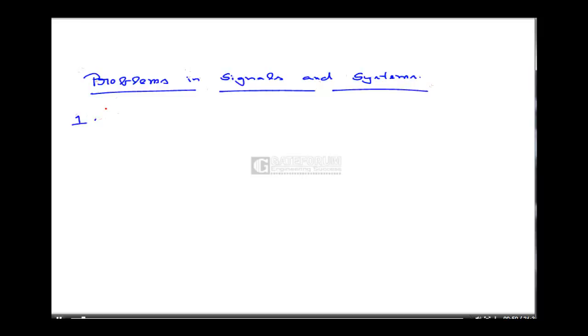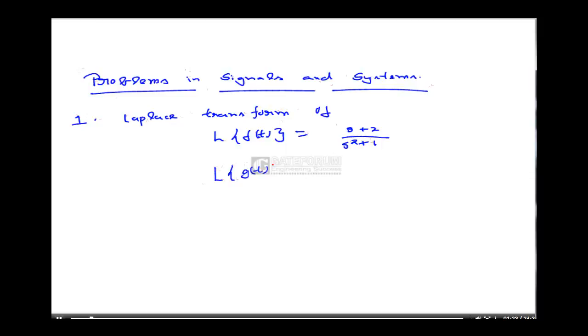First problem. This problem has appeared in the GATE 2000 or GATE 2001 paper. Given the Laplace transforms of two signals f(t) and g(t): L of f(t) is equal to (s plus 2) upon (s square plus 1). This is the Laplace transform of f(t). The Laplace transform of another signal g(t) is given by (s square plus 1) upon (s plus 3)(s plus 2).